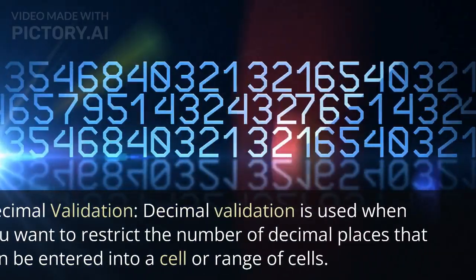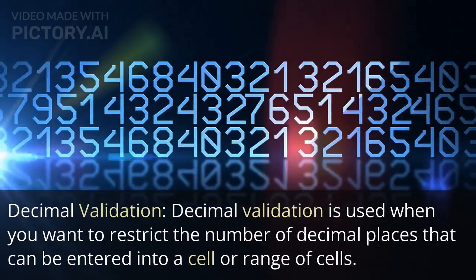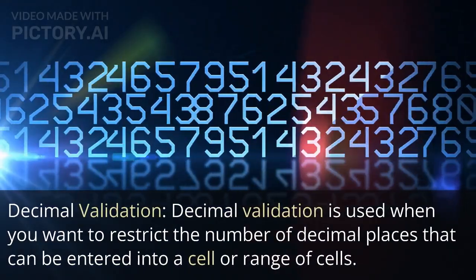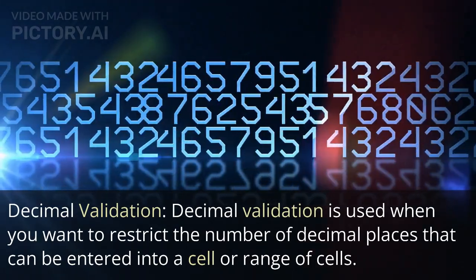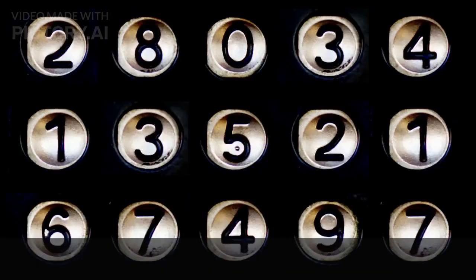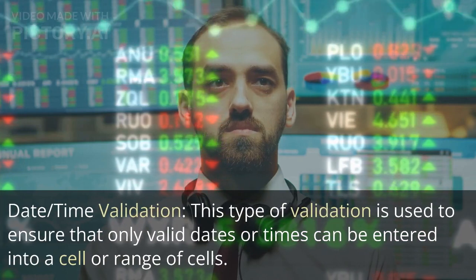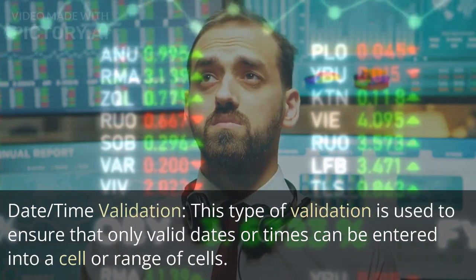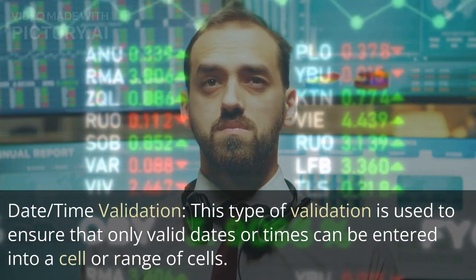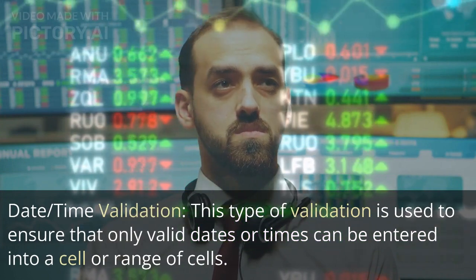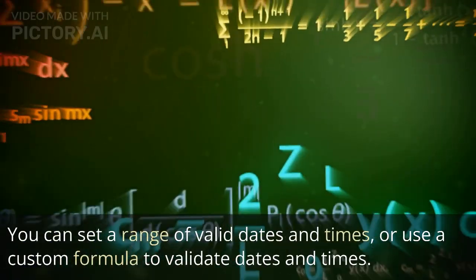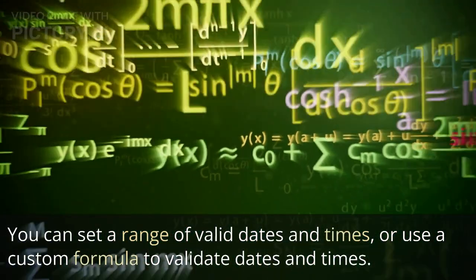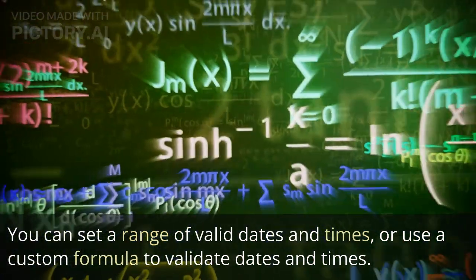2. Decimal validation. Decimal validation is used when you want to restrict the number of decimal places that can be entered into a cell or range of cells. 3. Date-time validation. This type of validation is used to ensure that only valid dates or times can be entered into a cell or range of cells. You can set a range of valid dates and times, or use a custom formula to validate dates and times.